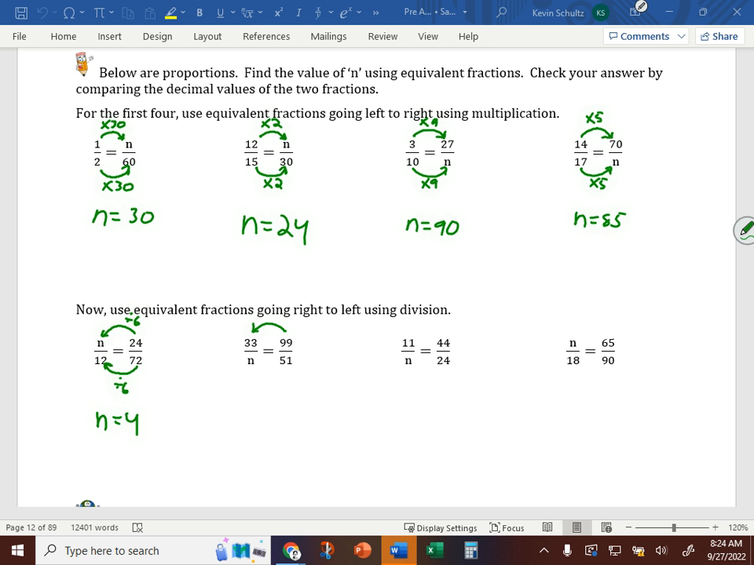99 divided by what is 33? 99 divided by 4 is 33? No. 99 divided by 2 is not 33. 99 divided by 3 is 33. Right? So the same thing here. Use that scale factor, divide by 3. What's 51 divided by 3?